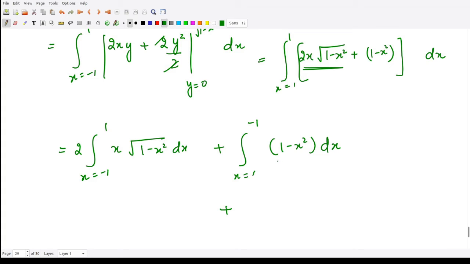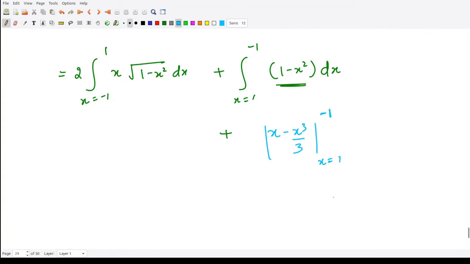The integration of this second term is very simple. It would be x minus x cube by 3, and the limits of x vary from minus 1 to 1. And for the first term here, we'll make a substitution. We'll put x square equal to t, so that 2x dx is equal to dt. From here, we can also change the limits. Whenever x is equal to minus 1, the value of t is equal to 1, and whenever x is equal to plus 1, the value of t is again equal to 1.